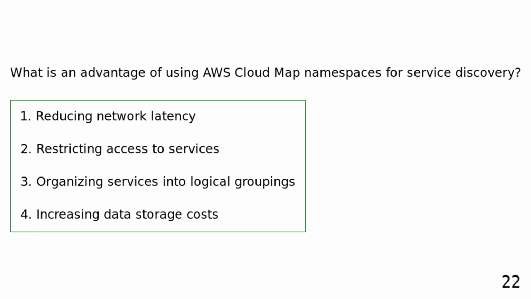What is an advantage of using AWS Cloud Map namespaces for service discovery? Reducing network latency. Restricting access to services. Organizing services into logical groupings. Increasing data storage costs.